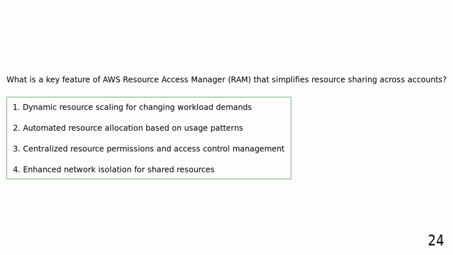What is a key feature of AWS Resource Access Manager that simplifies resource sharing across accounts? Dynamic resource scaling for changing workload demands. Automated resource allocation based on usage patterns. Centralized resource permissions and access control management. Enhanced network isolation for shared resources.